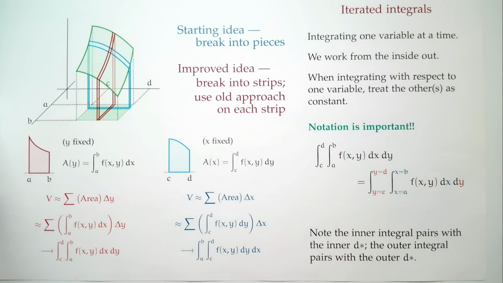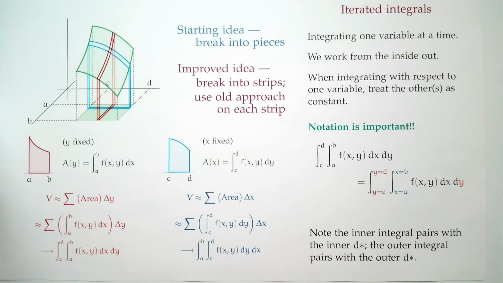Now, how do we actually do these? Well, you work from the inside out. You start with the innermost integral, evaluate that, then you go to the next layer and evaluate that. And we might have multiple layers. We keep going. The important thing is when you're integrating with respect to one variable, you treat the other variable, or maybe other variables, as constant.